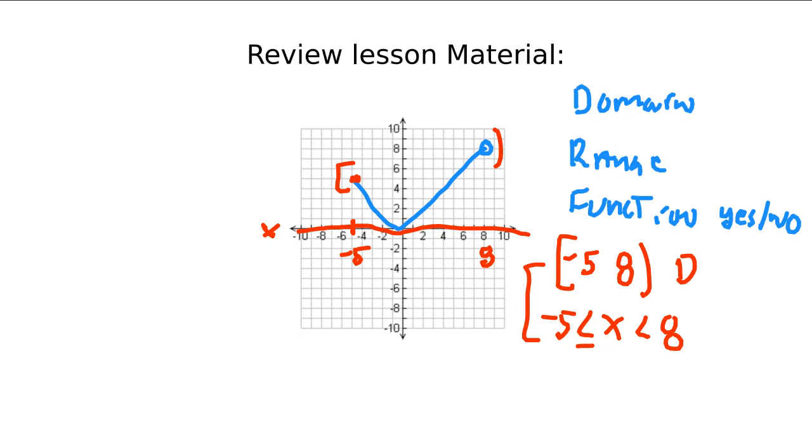What if I change this problem just a little bit? What if I did this instead? That this kept going, and there was an arrow there. So now what would the domain be? Positive infinity. So you're saying that this is -5 to infinity, and whenever you use infinity, it is a parenthesis.